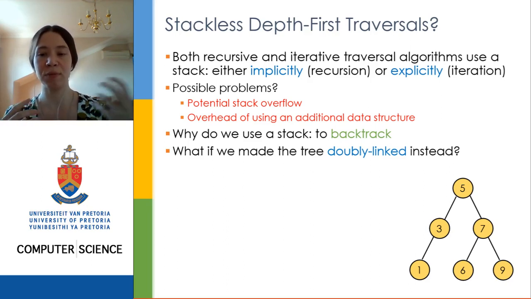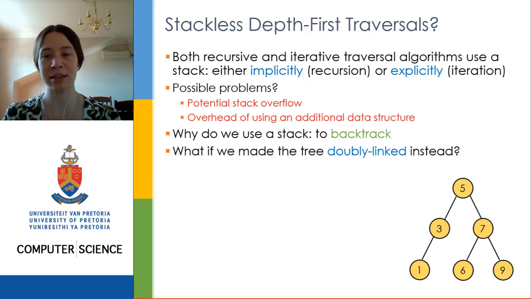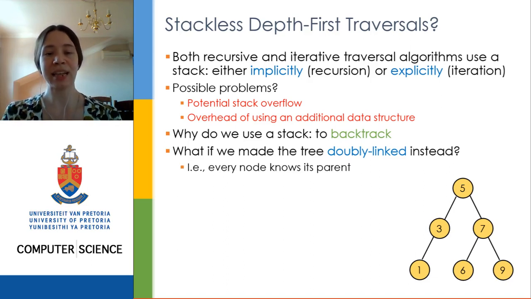5 knows that 3 is its left child and 7 is its right child, but 3 does not know who its parent is, and 7 does not know who its parent is. So maybe if, in addition to the left and the right, we also store the parent pointer, so you basically make the tree doubly linked, then you would be able to backtrack without using a stack. And that is actually very, very true. You can definitely do that.